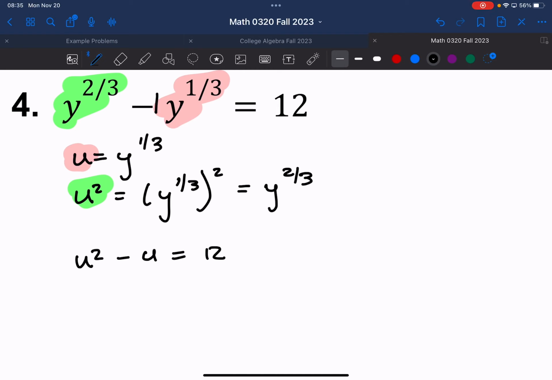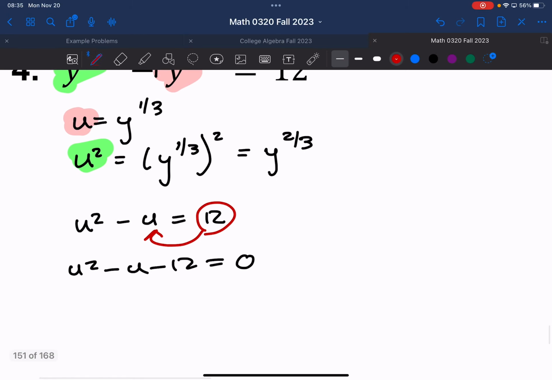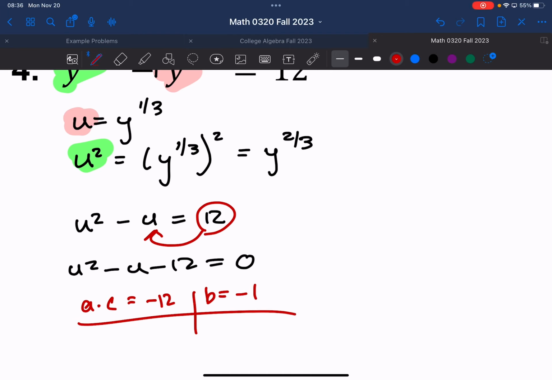But before I can factor this, where does the 12 need to go? The other side. So I have u squared minus u minus 12 equals 0. Now I can move on to my AC method. What is A times C? -12, and what's my B value? -1. So two numbers that multiply to -12 but add to -1. -4 and 3. Perfect. -4 times 3. When I add that, will give me -1.